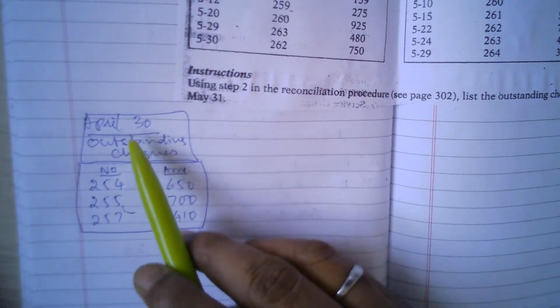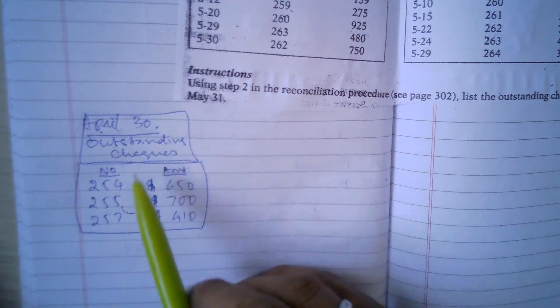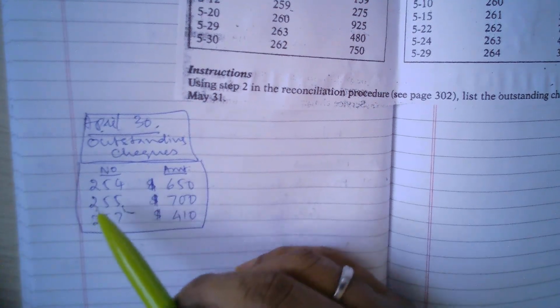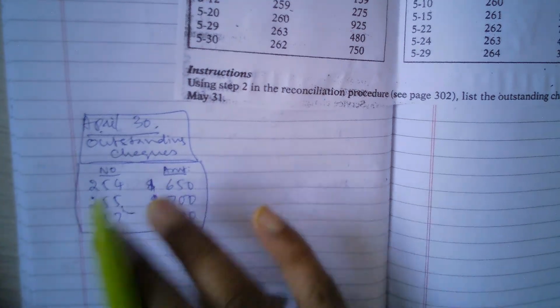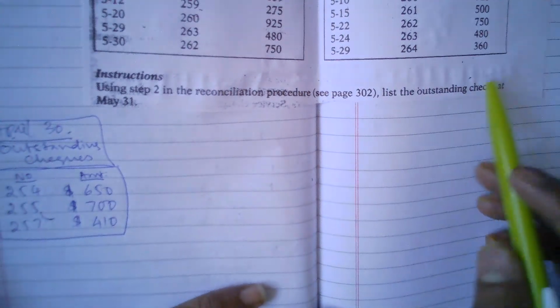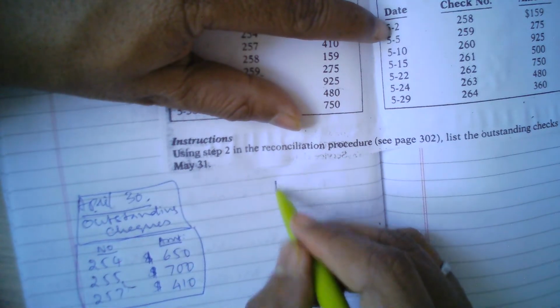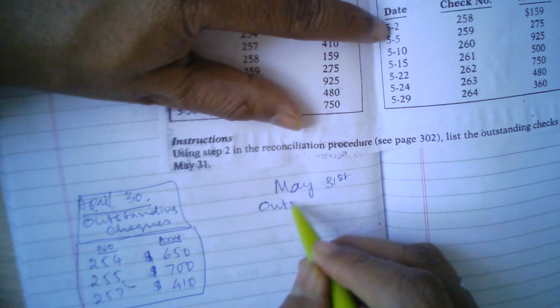What is the meaning of this? These checks were issued by the company before April 30, but the bank had not yet received them. As of April 30, the bank still had not received checks 254, 255 and 257. Now what is the question asking? Outstanding checks on May 31. So now I will write May 31. What are the outstanding checks?